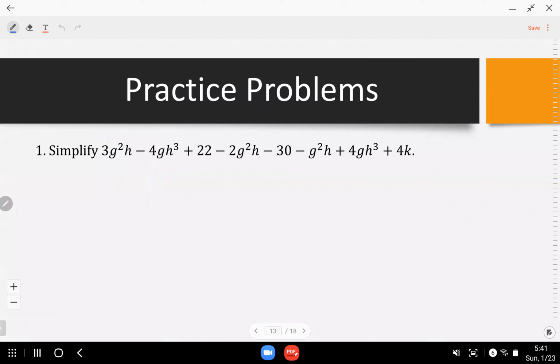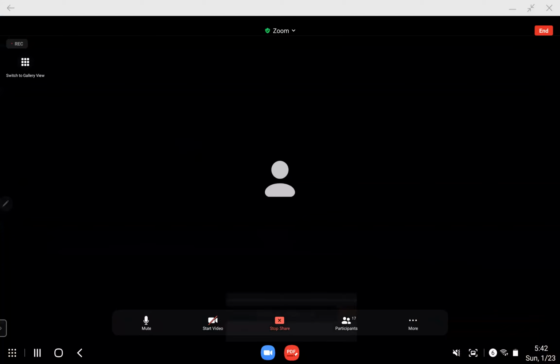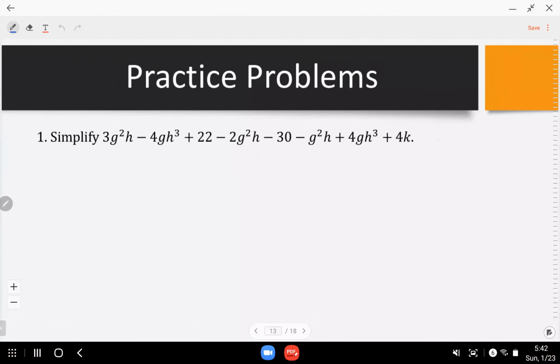All right, practice problems. Number 1, simplify. I'm not even going to read that, but for the commitment to this class, I will. 3g squared h minus 4gh cubed plus 22 minus 2g squared h minus 30 minus g squared h plus 4gh cubed plus 4k. I'll give you a couple moments to do this problem. If you have any color pencils, you can highlight these like terms. It is pretty helpful when you're just beginning to learn about combining like terms.